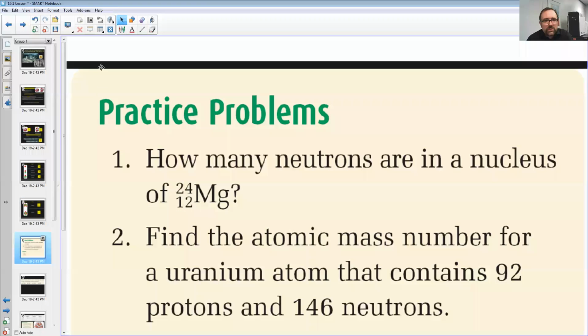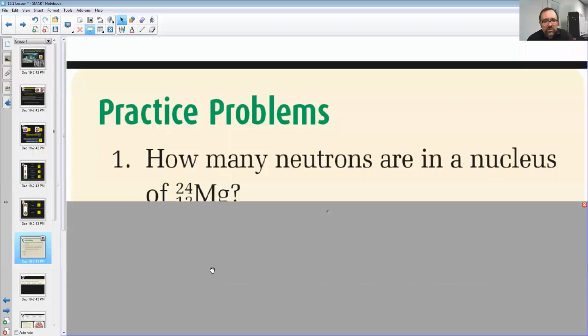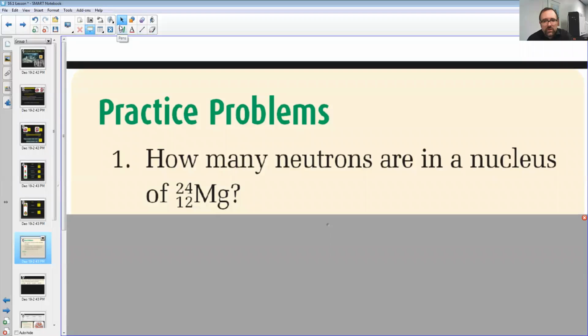If we move on to the following practice problem: how many neutrons are in a nucleus of magnesium 24, with atomic number 12? So how do we actually pronounce this? Magnesium 24. First things first, as we said earlier, we realize the 24 represents both protons and neutrons.